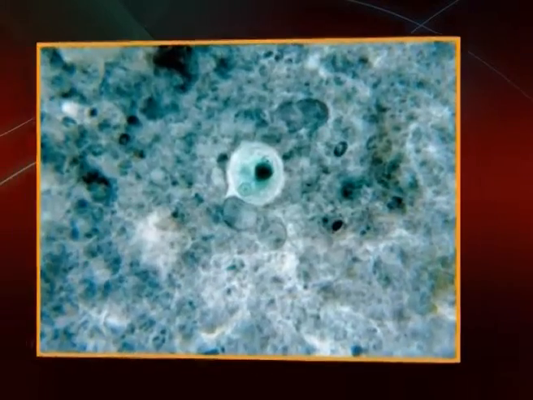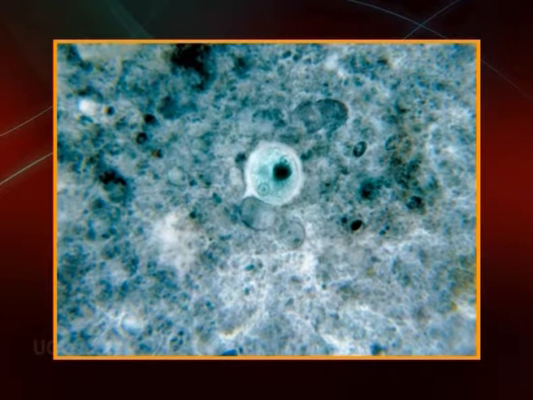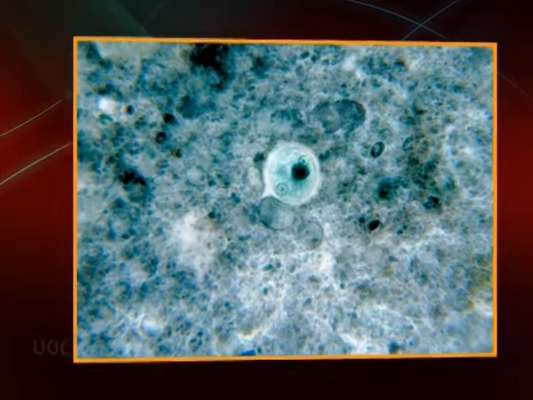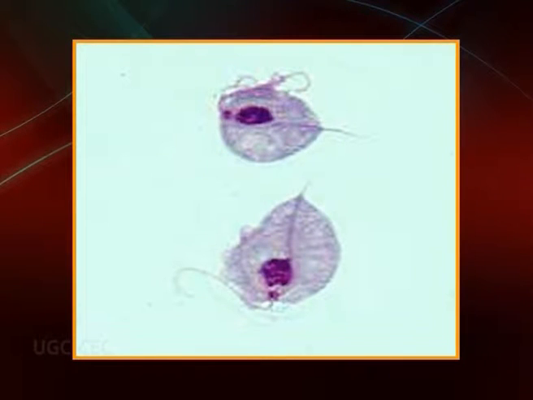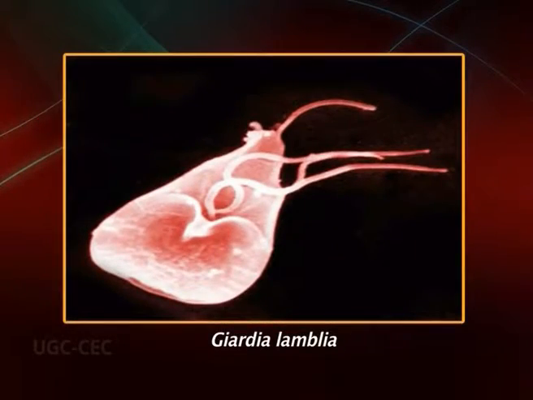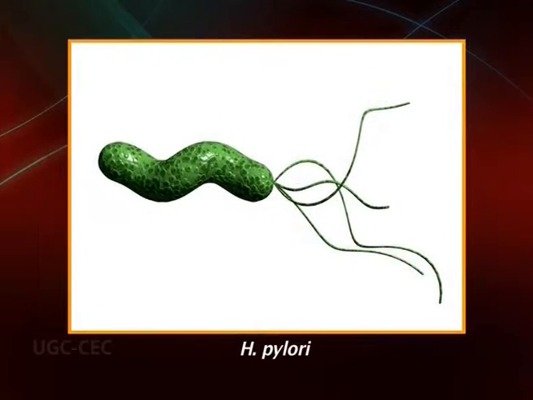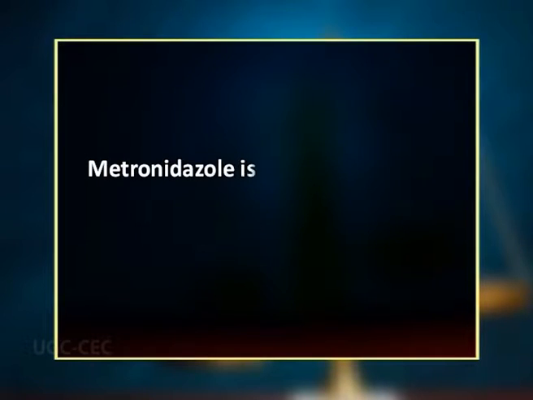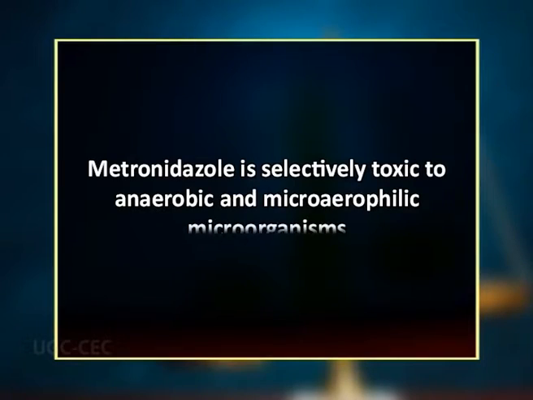Metronidazole does not affect aerobic bacteria. Clinically significant resistance has not developed among E. histolytica, but decreased responsiveness of T. vaginalis has been observed in some areas. Anaerobic bacteria and G. lamblia also can develop metronidazole resistance, but this is a clinical problem only in case of H. pylori. Metronidazole is selectively toxic to anaerobic and aerophilic microorganisms.